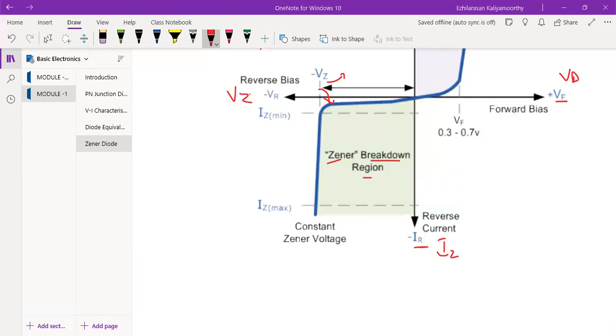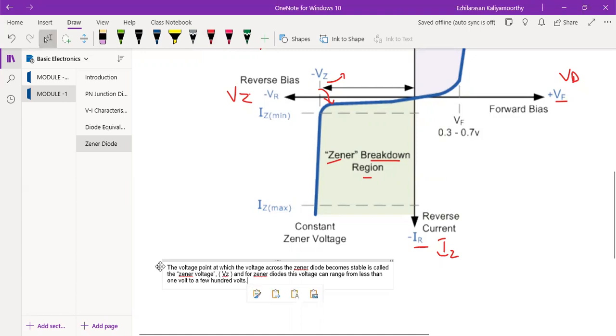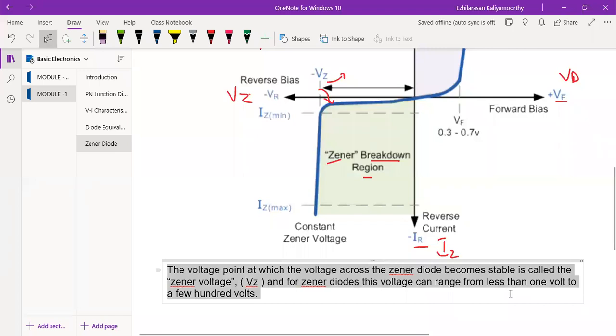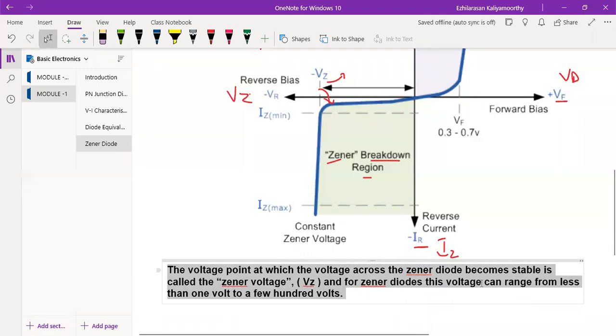And for a Zener diode, this voltage can range from less than 1 volt to a few hundred volts, or I can say 5 millivolt to 100 or 200 volt also. This is the second definition here. We need to know that it is nothing but the Zener voltage. They may ask, you should know the Zener voltage. See this point only. Okay. Three voltages are there in this Zener diode.